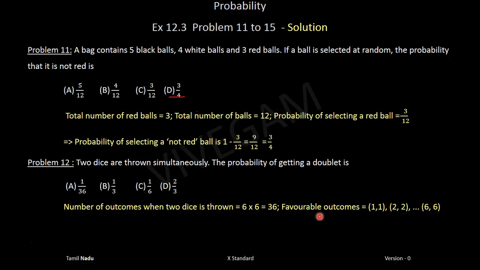Now, out of which, how many are favorable to you? If you get 1, 1, 2, 2, 3, 3, 4, 4, 5, 5, 6, 6. There are 6 outcomes which are favorable to you. I'm not writing everything. So, 3, 3, 4, 4, 5, 5, you can write it yourself, right? So, there are 6 outcomes. This is what is a doublet, both giving you same numbers. Therefore, probability of getting a doublet is 6 by 36, that is 1 by 6. Okay? Right. So, 1 by 6 means it is option C.